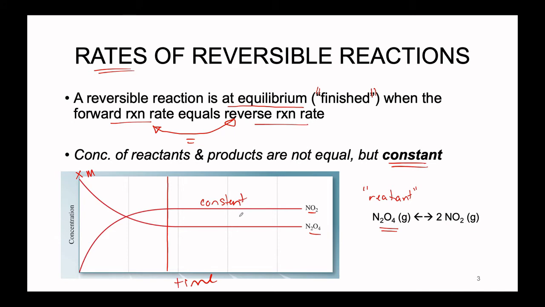This is not to say that our N2O4 is not turning into NO2, it's just that the rate that this is happening as the reactant is turning into product is the exact same rate with which the product is turning back into reactant. And as a result, we see no meaningful change in the concentration now of the N2O4 or the NO2. We are now looking at a constant, steady state.